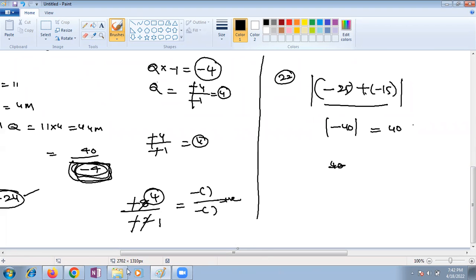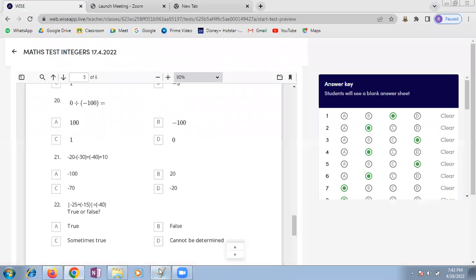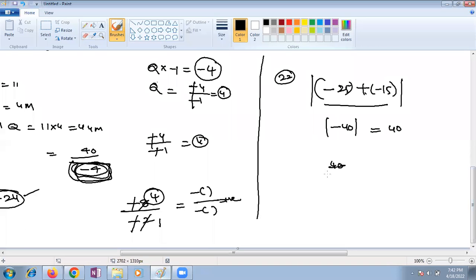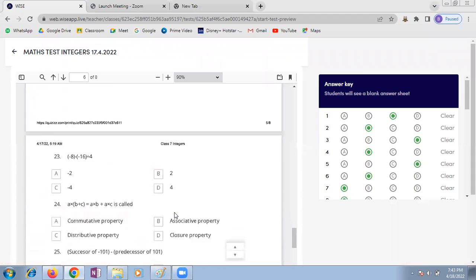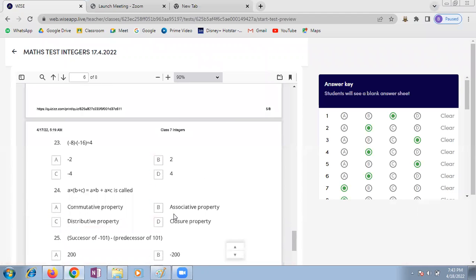Now, according to the question, is negative 40 equal to minus 40? Is it true, children? No, ma'am. False, ma'am. Negative 40 is not equal to minus 40. It's false. Negative 40 lies to the left and positive 40 lies to the right. That is why the question is correct. Your thinking is wrong, so correct yourself, children.